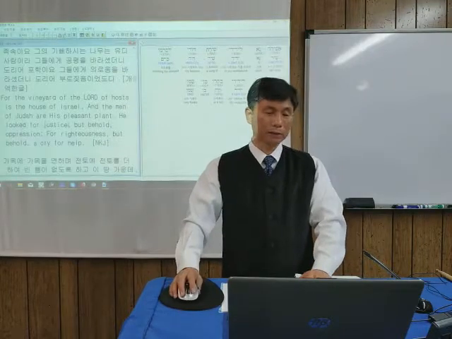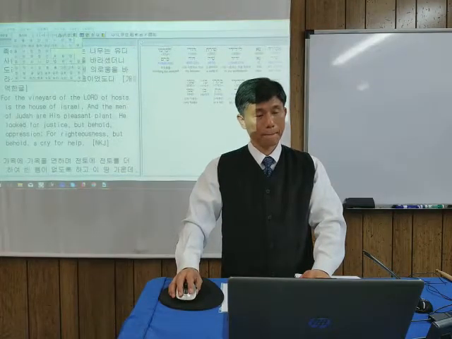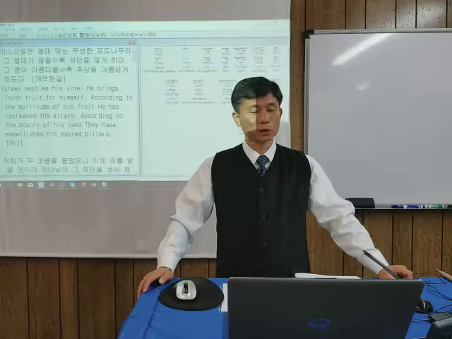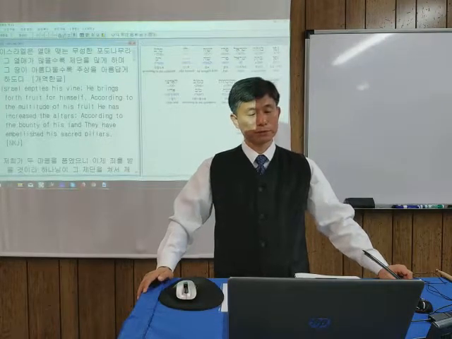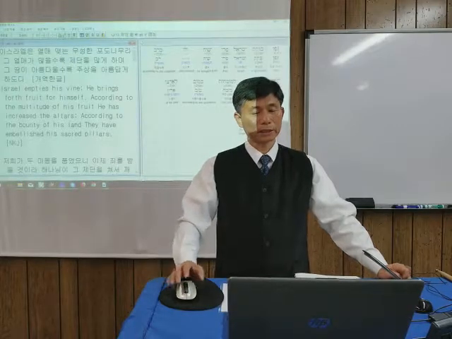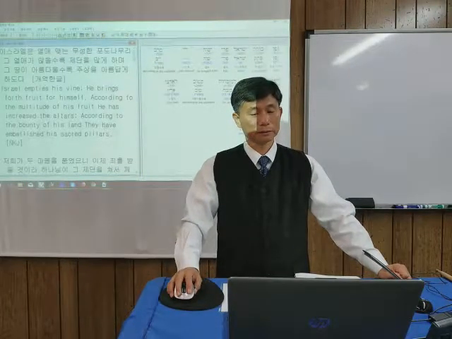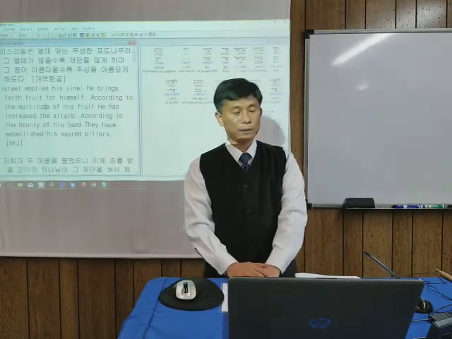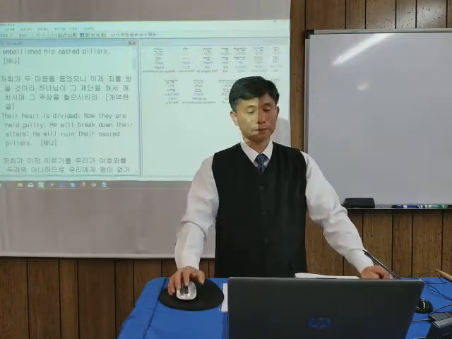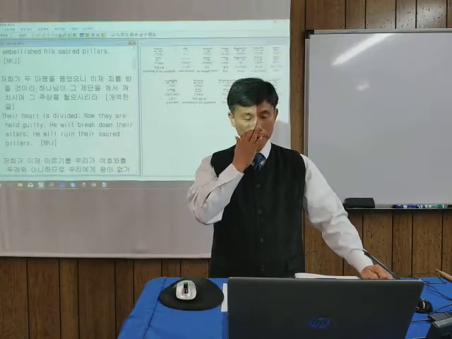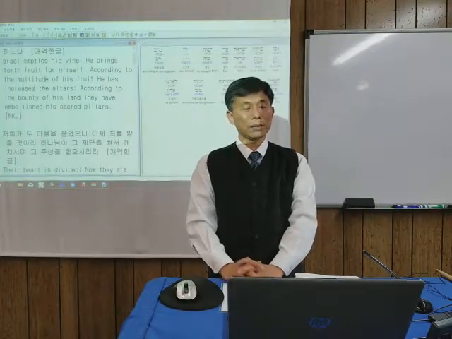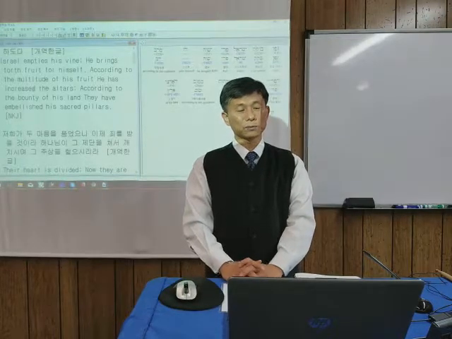And when we go to Hosea chapter 10, verse 1, Israel empties his vine. He brings forth fruit for himself. According to the multitude of his fruit, he has increased the altar. According to the bounty of his land, they have embellished his sacred pillar. So they increase the sacred pillar. And then verse 2, their heart is divided, which means they have two hearts, right? Now they are held guilty. He will break down their altars. He will ruin their sacred pillars. So Israel emptied his vine, okay, because he brought forth fruit for himself.